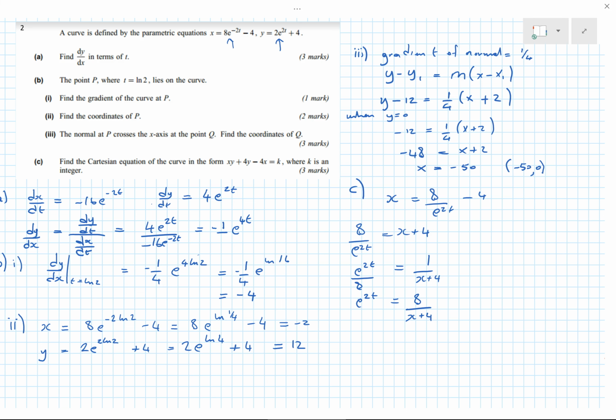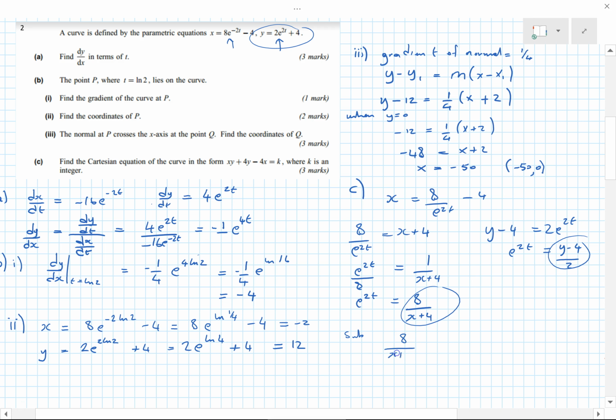to the other one, to this one, we've got y minus 4 equals 2e to the 2t. So e to the 2t is equal to y minus 4 over 2. So we can just equate these two. So sub for e to the 2t, or equate, or whatever. So we've got 8 over x plus 4 equals y minus 4 over 2.